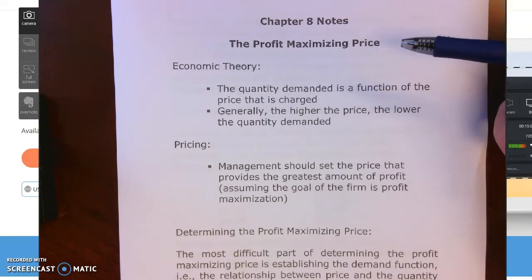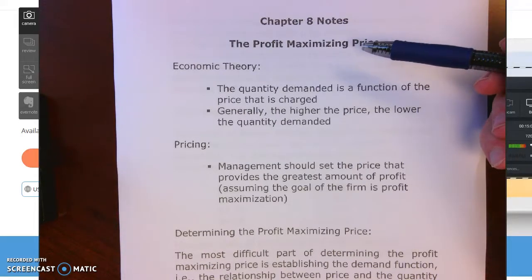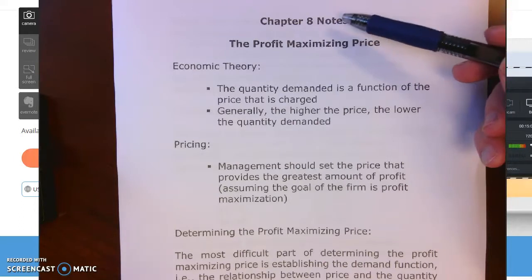So in this chapter we're going to talk about pricing decisions. We'll talk about things such as cost plus pricing. We'll talk about things such as pricing special orders. And we'll start off our discussion by talking about the profit maximizing price.